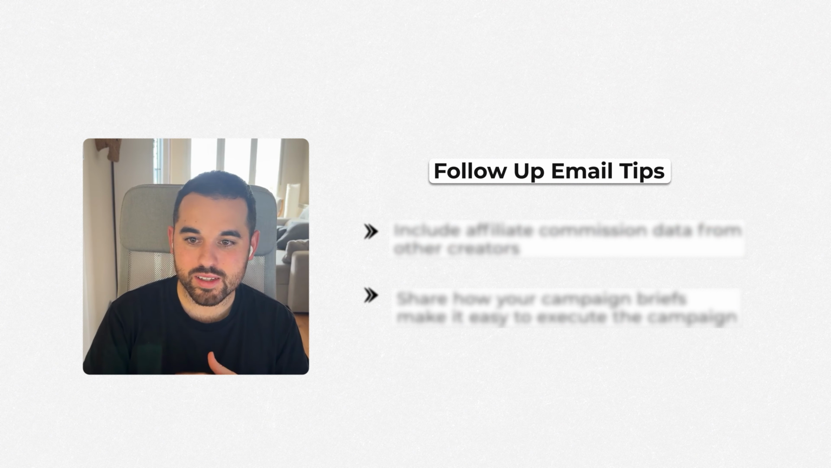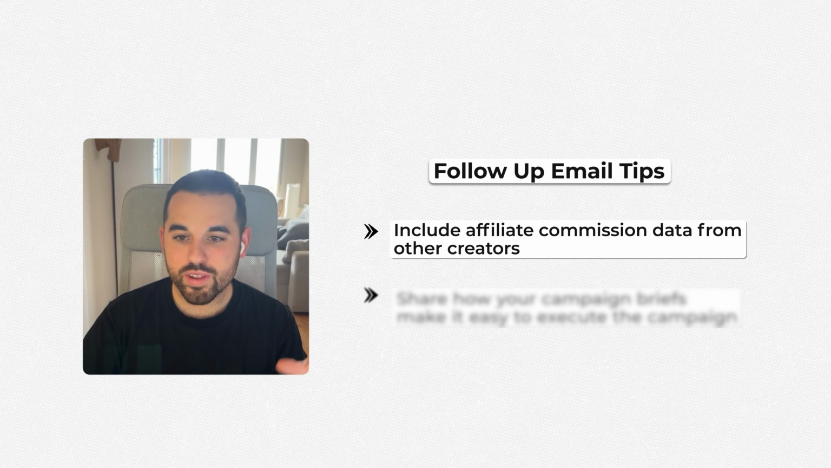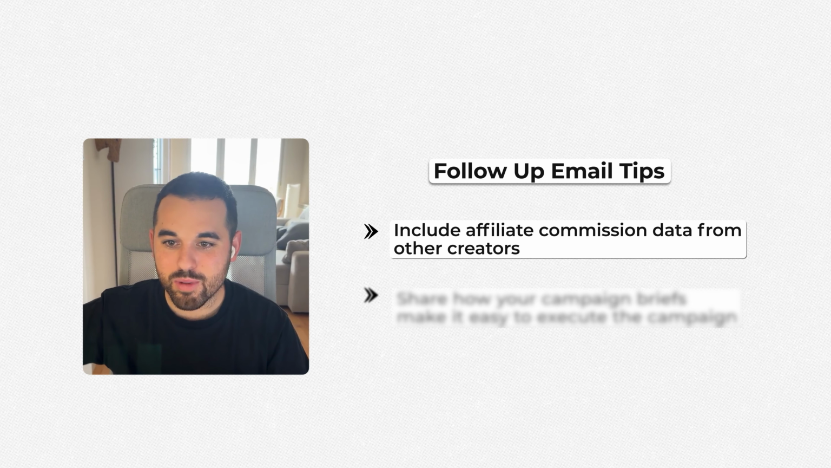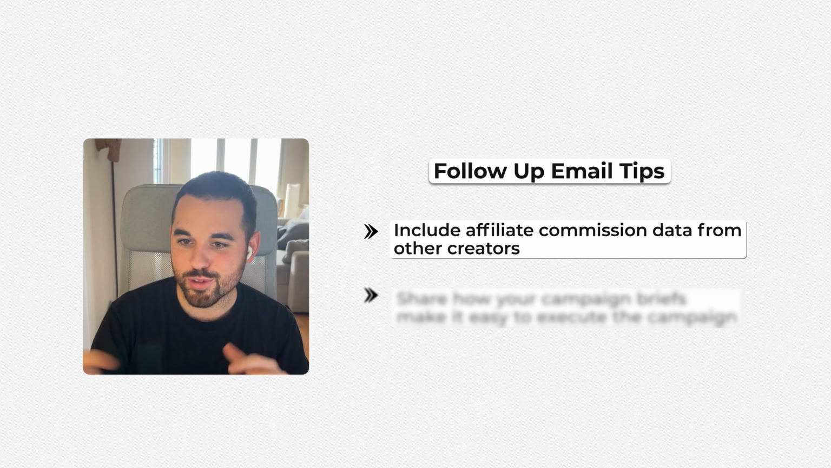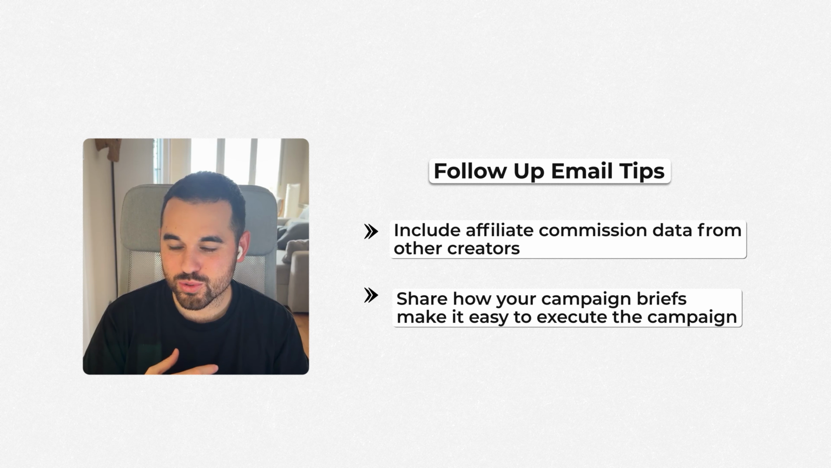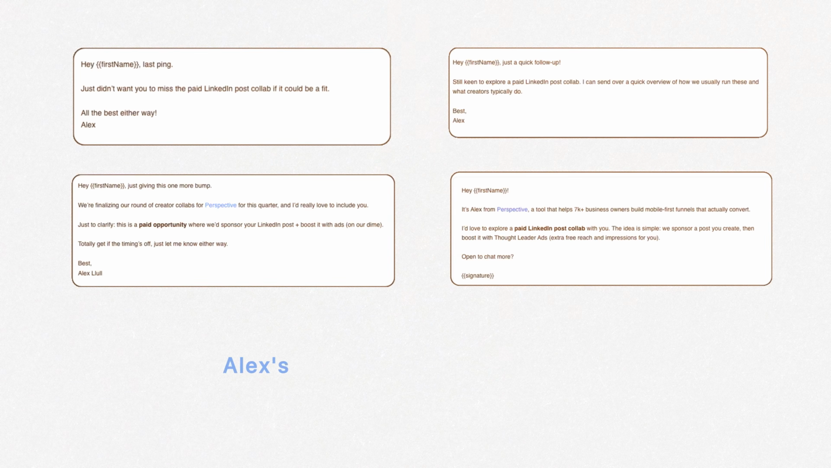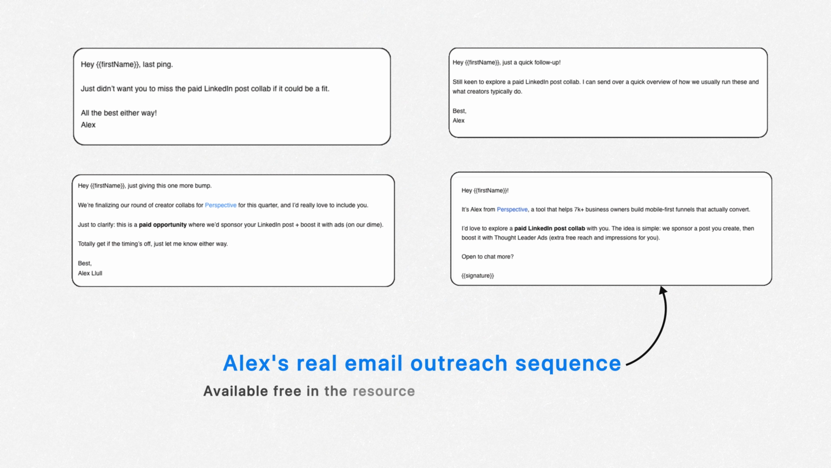Sometimes I add some data, like, "Hey, by the way, creators that have worked with us have earned X amount of money via affiliate commissions, just for your information," or "We will make it super easy for you to create the content. We have these briefs and everything, so it wouldn't take you too much." In the follow-up emails, I'm just trying to convince them why this is a good choice for them, and how you're going to make it easy for them to work with you as well.